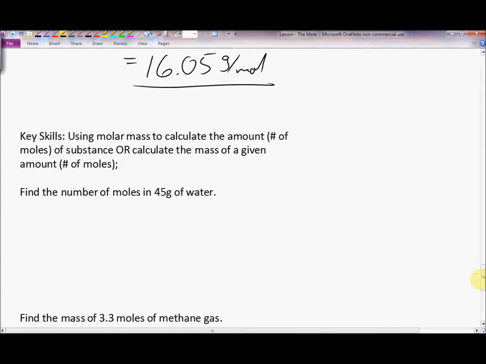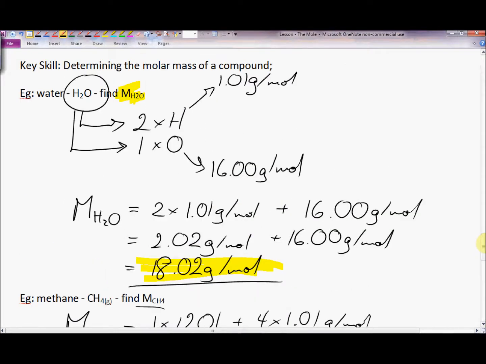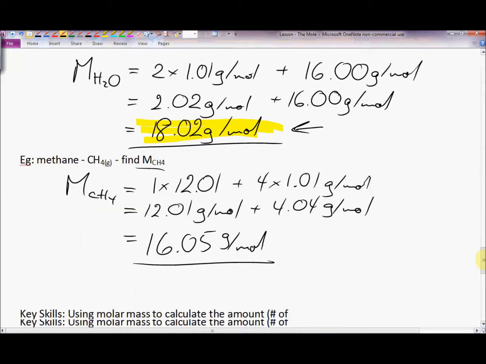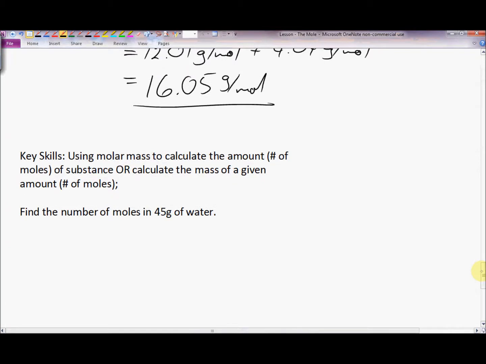Okay, well up here we've just said that 1 mole of water is equal to 18.02 grams per mole. 1 mole is equal to 18.02 grams. So in this case, we've got 45 grams of water. So I'm going to use the symbol N for the number of moles of water in this case. It'll be easy to find. We're just going to divide the mass of the water by the molar mass of the water.